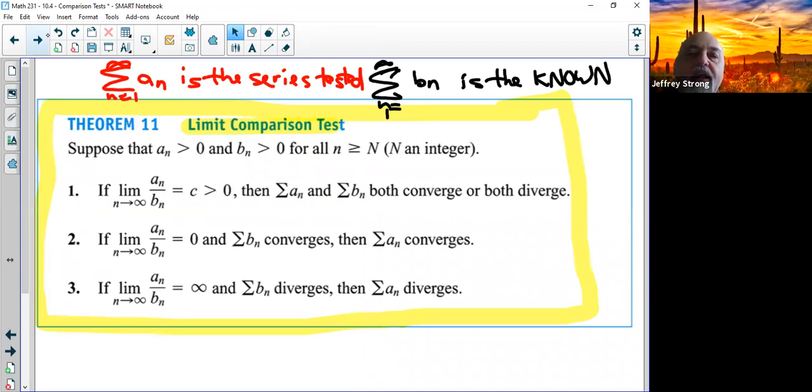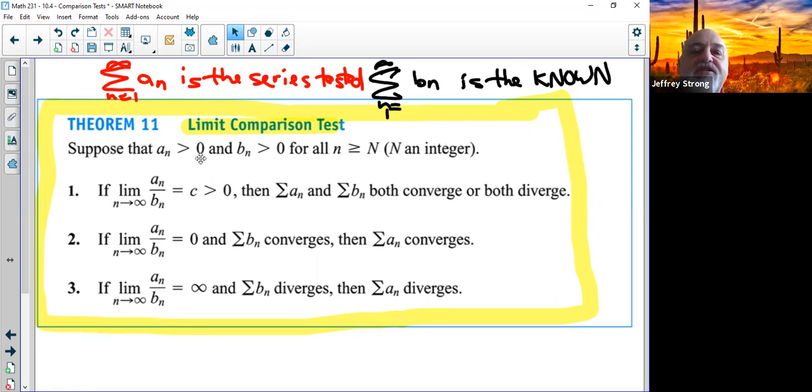Okay, so let's go on to the second part, the limit comparison test. So here, you have these two series. A sub n is the series tested. B sub n is the series known. So you pick a series that you know, like the harmonic series or P series, geometric series again, that you know converges for sure, or diverges for sure.